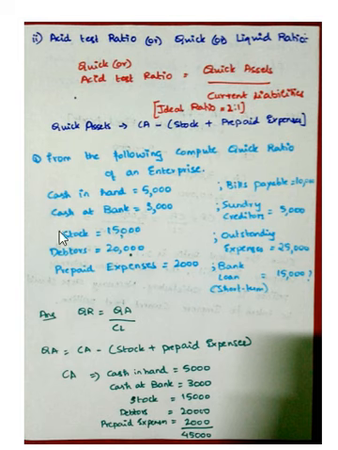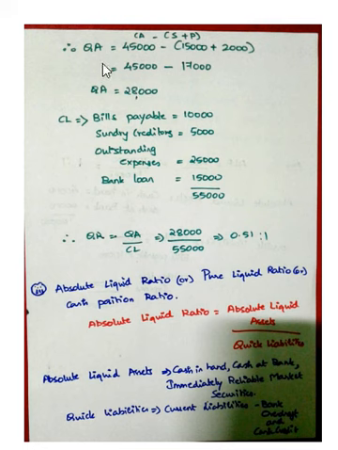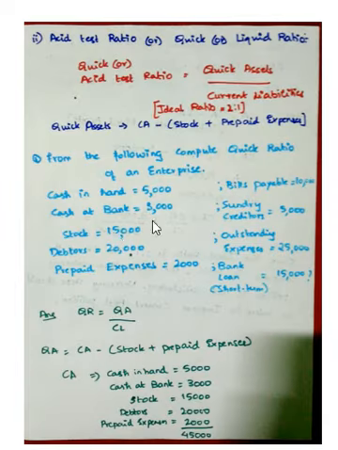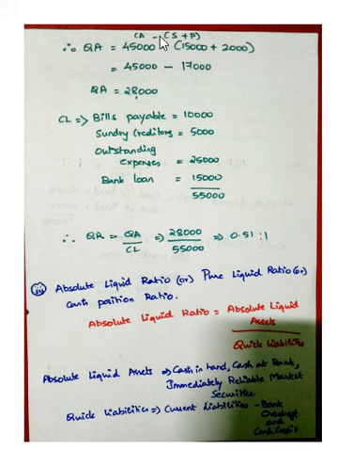So what are your current assets? Cash in hand, cash at bank, stock, debtors, prepaid expenses. When you total it up, you get 45,000. So your quick asset is equal to 45,000 minus stock plus prepaid expenses. Your stock amount is 15,000 and your prepaid expenses is 2,000. So 15,000 plus 2,000, or directly you can also calculate it. So 45,000 minus 17,000, your quick asset is 28,000.